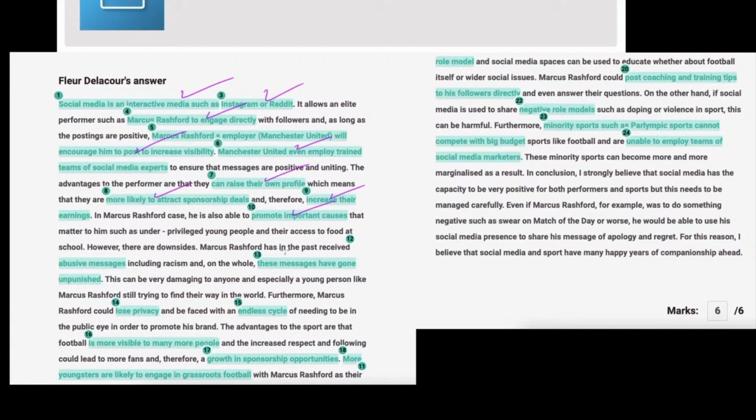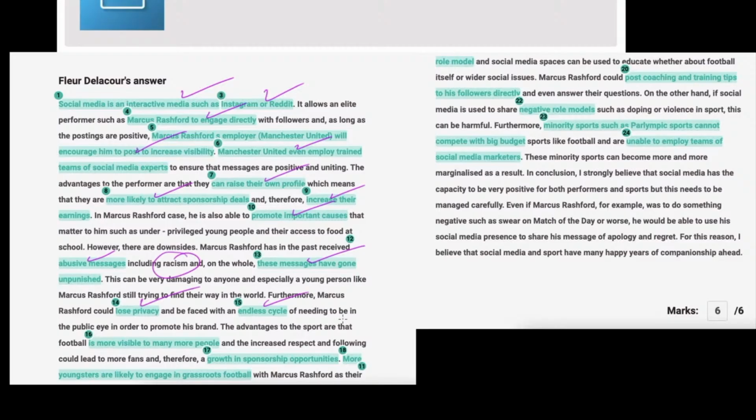We've got here some of the negatives, remember negatives, we've got to evaluate. He might get abusive messages like racism. He received this after missing a penalty in the Euros, right? These messages have gone unpunished, or some of them. This can be very damaging to anyone, especially a young person like Rashford, still trying to find their way in the world. That's a kind of philosophical point I've made there. I quite like that. It's made me just reflect. And we've got here, furthermore, Marcus Rashford could lose privacy. It could be an endless cycle of constantly posting into the public eye.